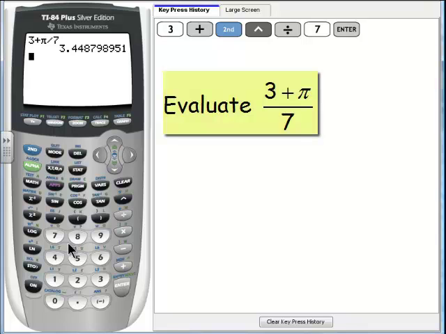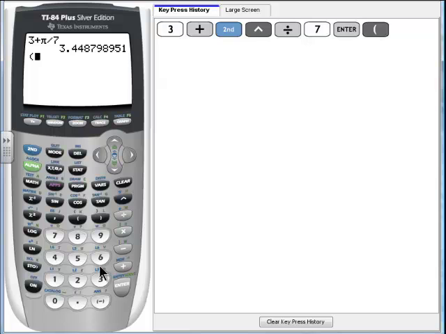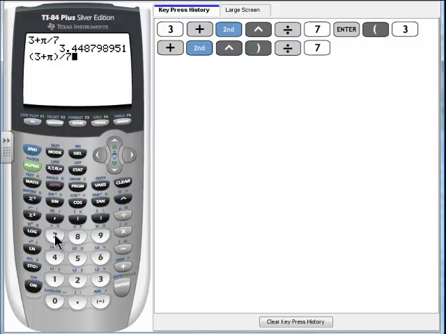Now we want to evaluate the sum of 3 plus pi divided by 7. So this time we do want to include 3 plus pi in parentheses. Notice this expression is typed differently from the previous expression, and we should expect to get a different answer. This time we get 0.877 because that entire sum was found first, and then we divided the sum by 7.